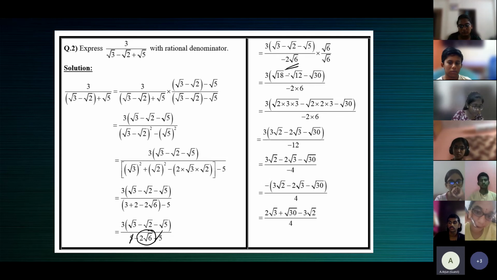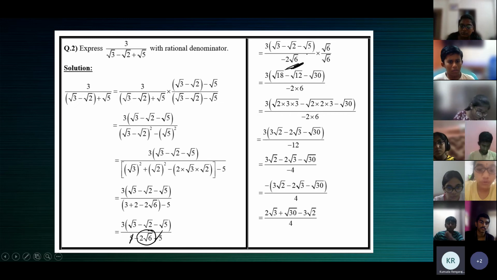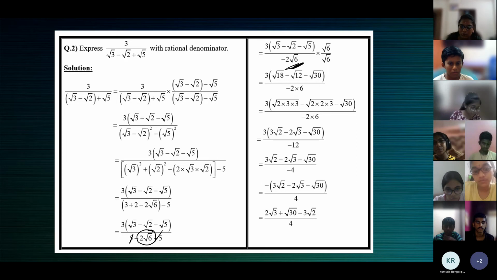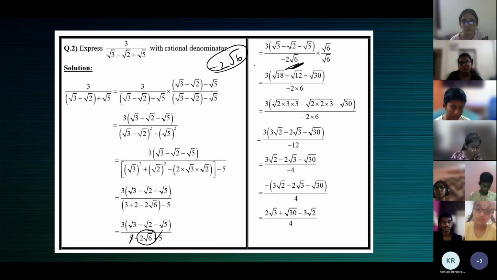Now the question you need to ask yourself is, is the denominator rational? Answer the question. No, ma'am. What makes the denominator irrational? 2 root 6, ma'am. No, in 2 root 6, what is irrational? Root 6, ma'am. Root 6 makes the denominator irrational. Minus 2 is rational, root 6 is irrational. So minus 2 root 6 is irrational, so that root 6 makes it irrational.